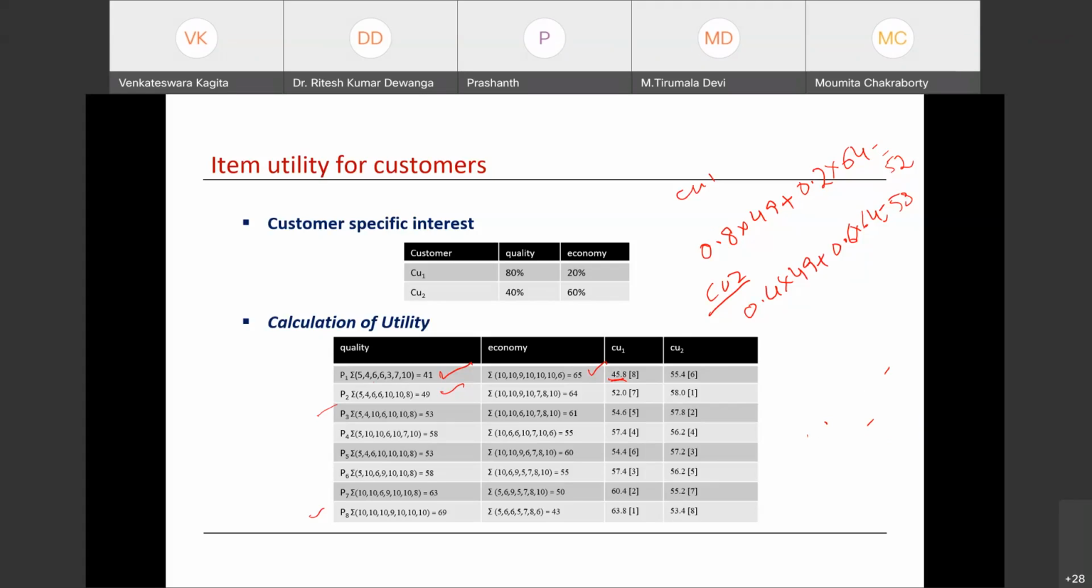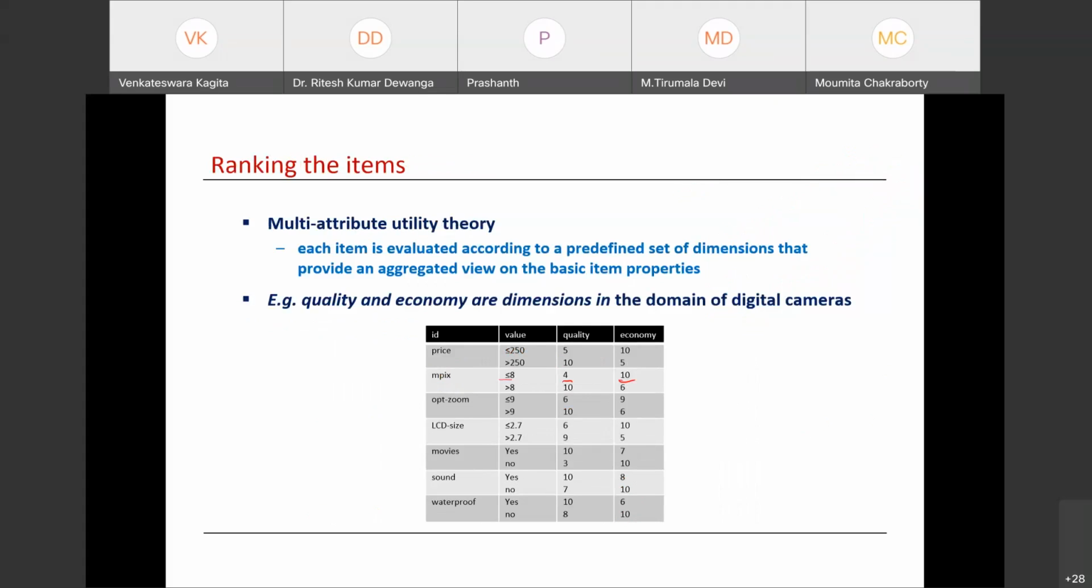Once you get the score for all the cameras according to the preferences, then you rank them. So you can see that 63.8 is the highest score, so you rank it as 1. The next highest score is 60.4, you rank it as 2. The next highest is 57.4, you rank it as 3 and so on. And recommend the top k items to the user. Similarly, here 58 is the highest score, you rank it as 1. 57.8 is the next highest, rank it as 2 and so forth. So this is how you can compute the scores using the multi-attribute utility model.